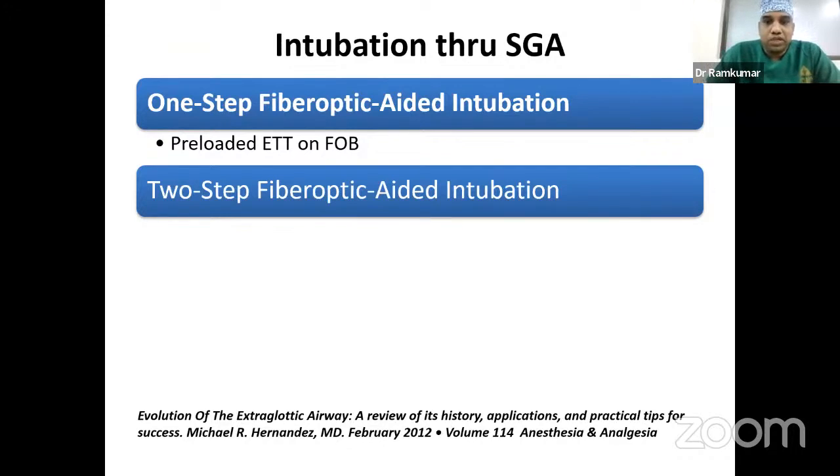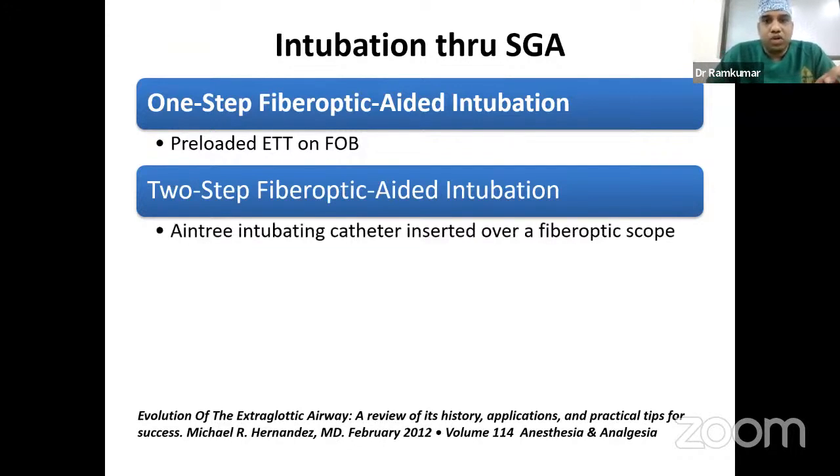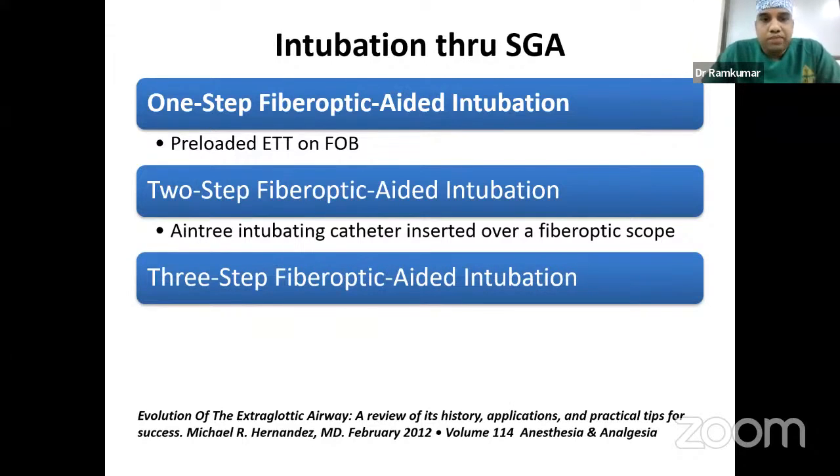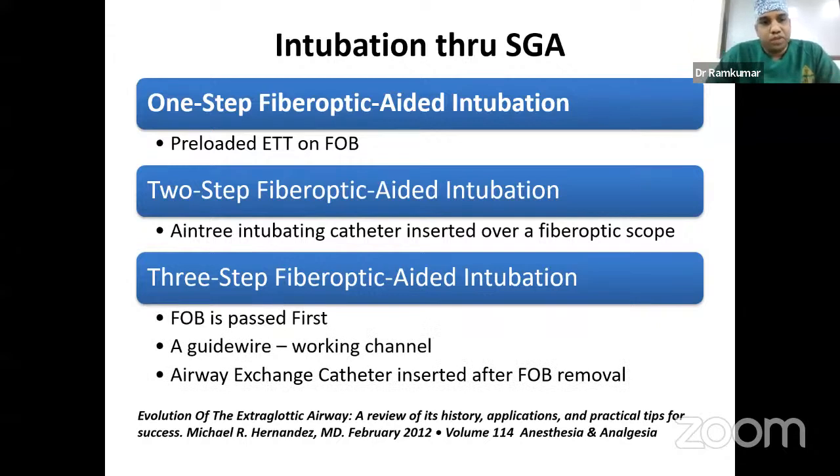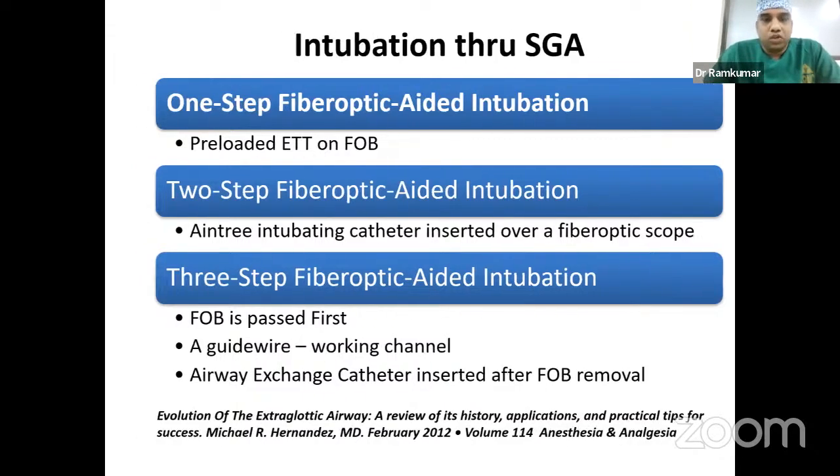So what you can do is use an airway exchange catheter. The catheter is loaded onto the fiber optic scope and inserted through the vocal cords. Then the fiber optic scope is removed, the supraglottic device is removed, and the intubation is done. Or you can do a 3-step fiber optic guided intubation. First, pass a fiber optic scope, pass a guide wire through the working channel, remove the fiber optic, pass an airway extension catheter over the guide wire, and after removal of the FOB, you can intubate over the airway extension catheter. This also works well when you are not able to pass a tube through a fiber optic scope into the trachea. So these are the ways to intubate through a supraglottic device.